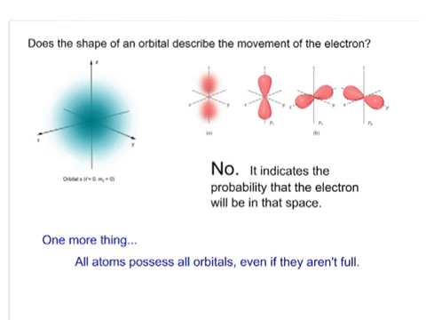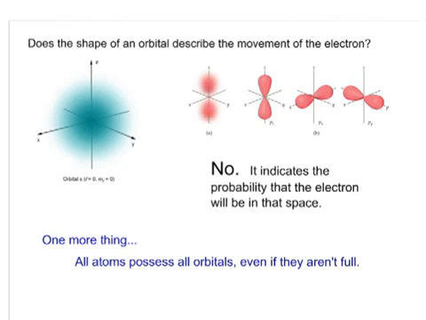So here's a question for us. Does the shape of an orbital describe the movement of the electron? No, it absolutely does not. The shape of an orbital simply indicates the probability that the electron will be in that space. So here we have an s orbital showing, remember, our probability density clouds. The electron is much more likely to be in here, and as we go out and the color becomes less dense, there's less and less probability that the electron will exist in that space.